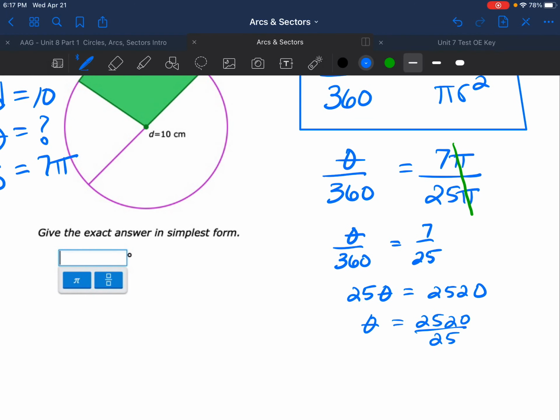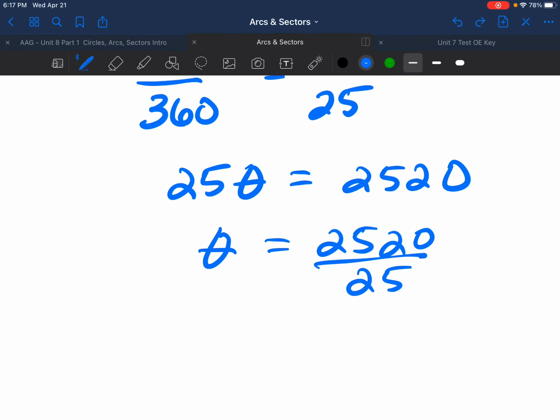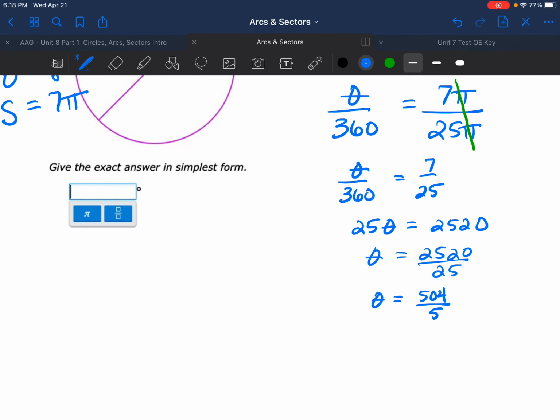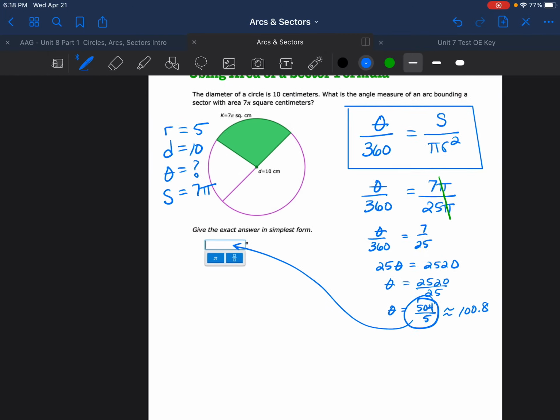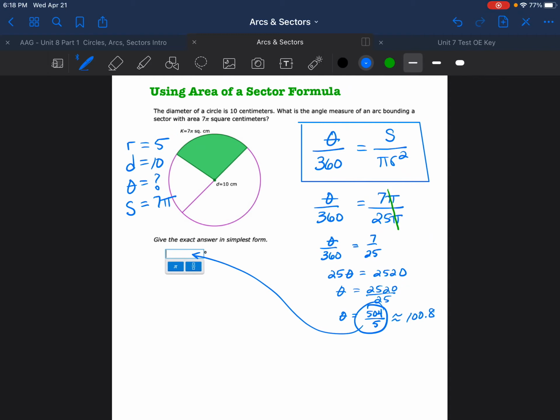Remember, they want this answer in exact form, as a simplified fraction. If I try to divide 2,520 by 25, I get a decimal. It doesn't give us a nice whole number, so we're going to have to simplify our fraction. I noticed this ends in a 0 and this ends in a 5, so I'm going to try dividing both by 5. 2,520 divided by 5 is 504. Next, 25 divided by 5 is 5. Now, they want the exact answer in simplest form. If you did divide that, you get approximately 100.8 degrees, but we're going to type this in as 504 over 5, and that would give you the correct answer. I hope this helps, guys. We were using the proportion version for the area of a sector formula.